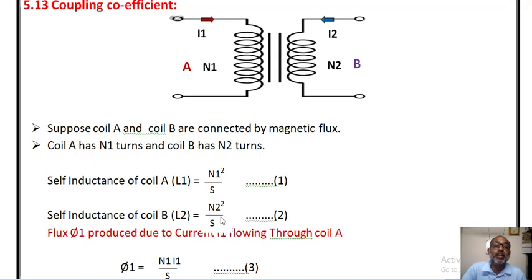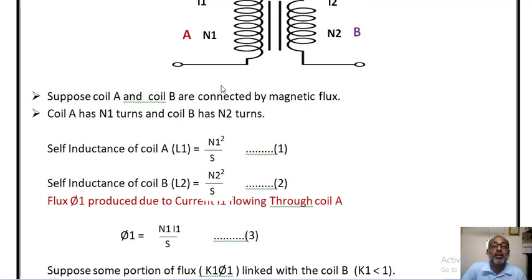So here we cannot write S1, S2 because S is nothing but the reluctance of the circuit. So it will be the same for coil A to B and B to A. So that's why here we are writing only S. S is nothing but the reluctance of the magnetic circuit.